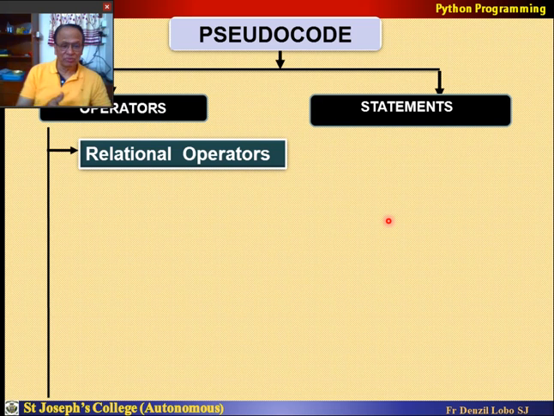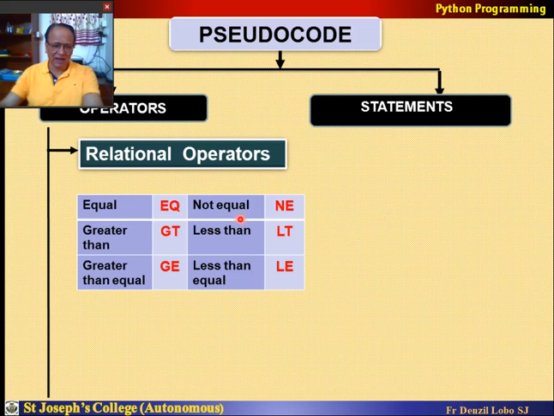Already we have come through arithmetic operators and the assignment operator, and then we had the 3 statements. Now we get into relational operators. As I said, there are 6 relational operators to compare data items: equal, not equal, greater than, less than, greater than or equal, less than or equal. These are the pseudocode symbols we are going to use. Pseudocode is very helpful for us to analyze a given problem.